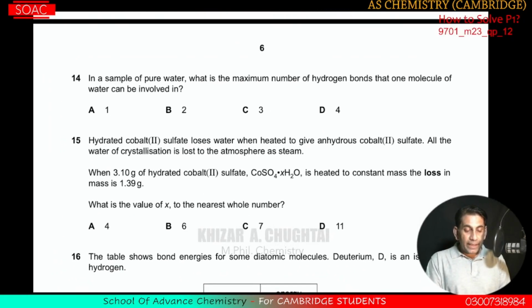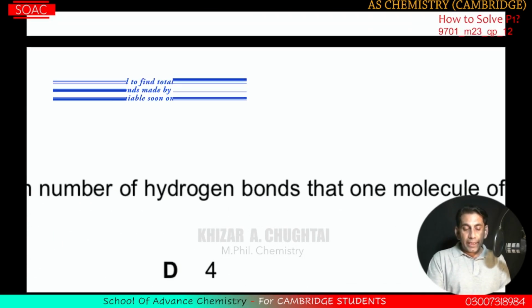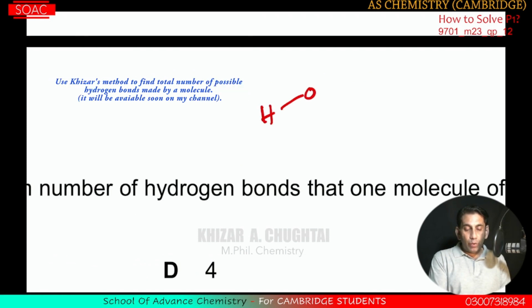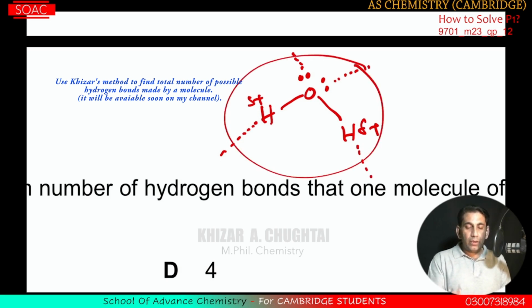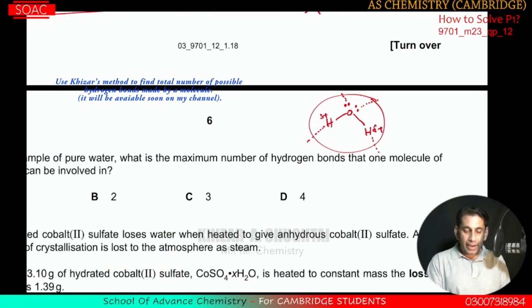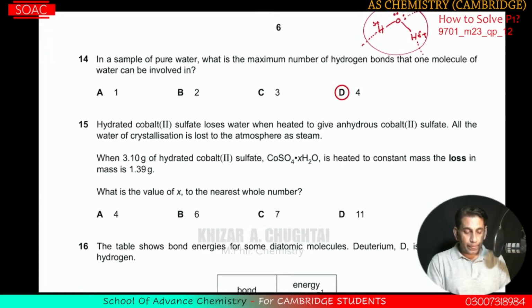Question number 14. In a sample of pure water, what is the maximum number of hydrogen bonds in which one molecule of water can be involved? Basically, one molecule of H2O has 2 lone pairs on the oxygen atom. They can participate in hydrogen bonding. Similarly, 2 partial positive hydrogens can also participate in hydrogen bonding. So basically a total of 4 hydrogen bonds can be made by 1 water molecule. So D is the correct option.